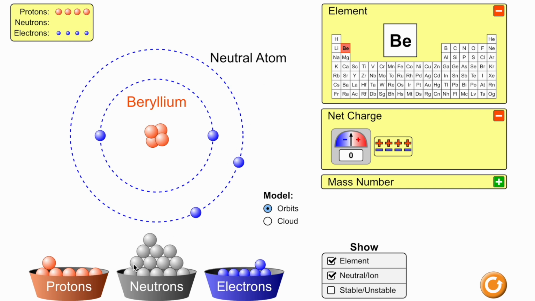Now you notice I'm not really messing with neutrons right now, and that's because I'm not really interested in nuclear chemistry. However, a beryllium atom also has neutrons in its nucleus. If I click this button, I can see that this beryllium atom is unstable. It's unstable because it's missing the correct number of neutrons. But like I said, I'm not worried about neutrons today, just protons and electrons. Now, you'll notice something else happened when I added the electrons.